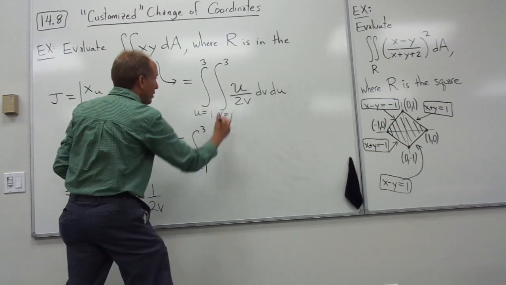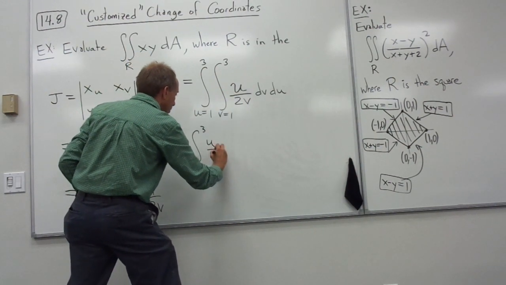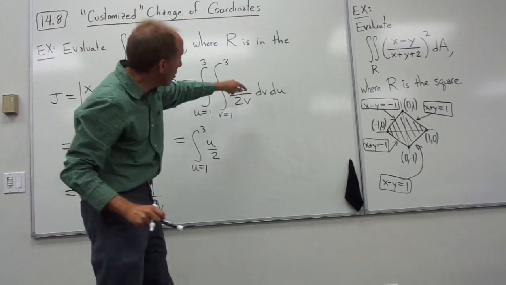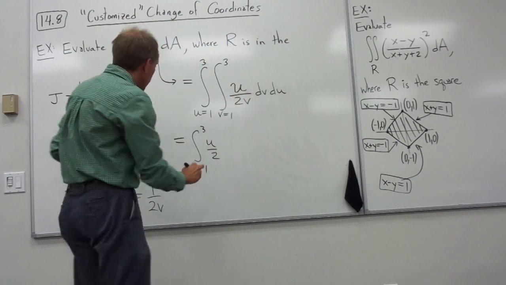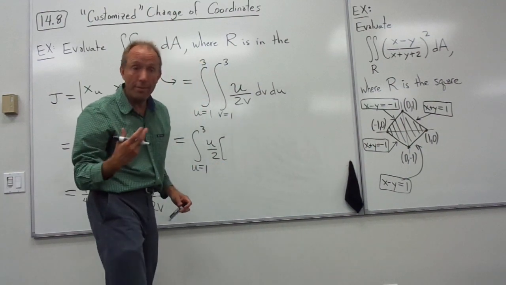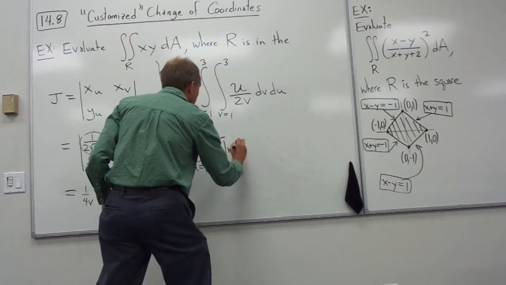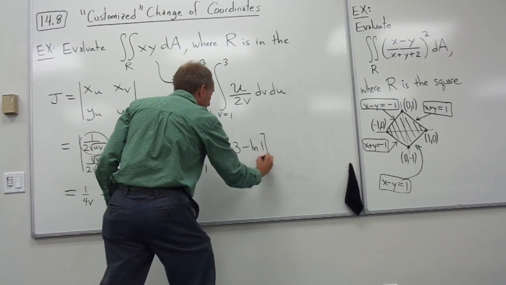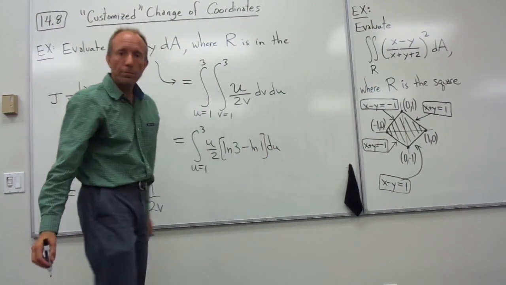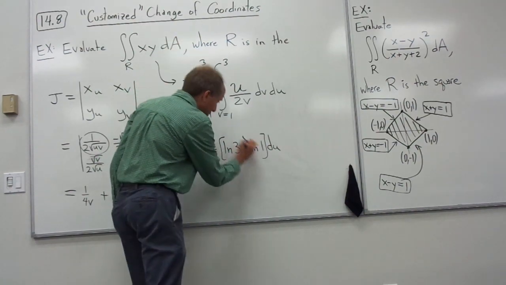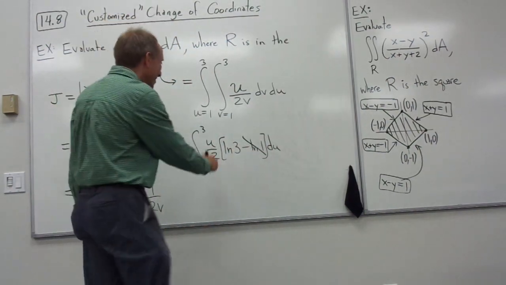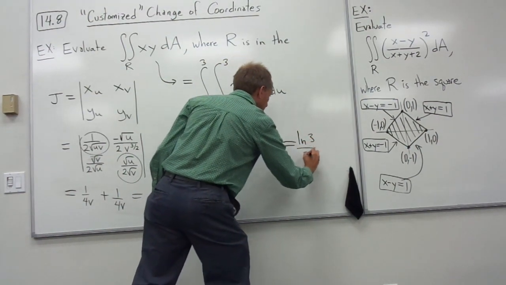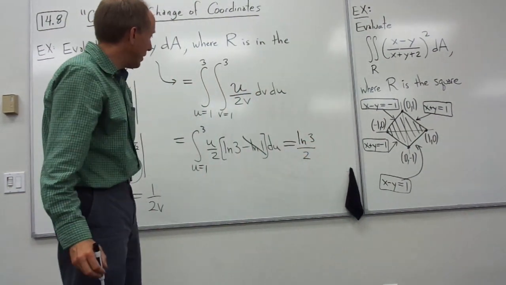I can pull out the u over 2 while I'm doing the inside integral. On the inside, I'm integrating dv over v. That's just going to give me the ln of v. So that's going to be the ln of 3 minus the ln of 1. But ln of 1 is just 0, by the way. Okay, so I can actually pull out the ln of 3 over 2 and just simply integrate.